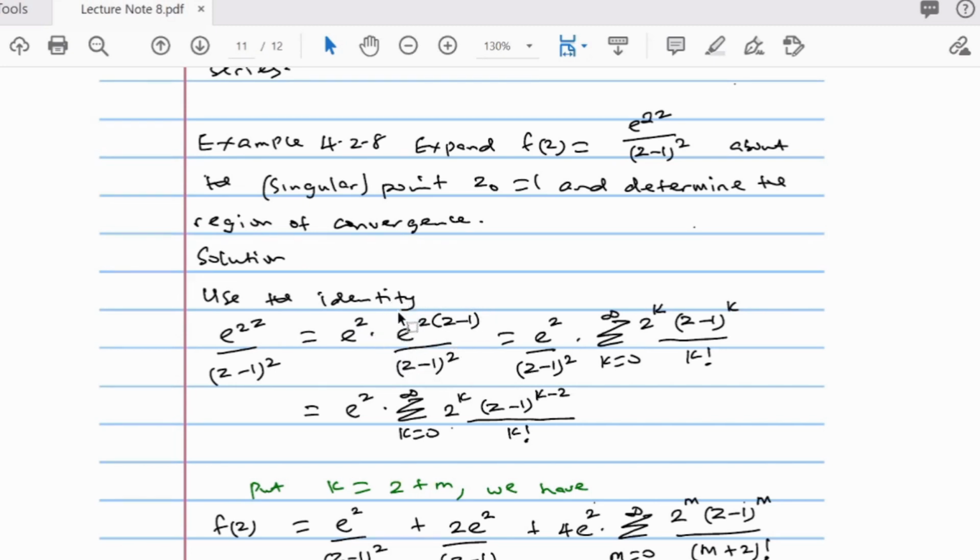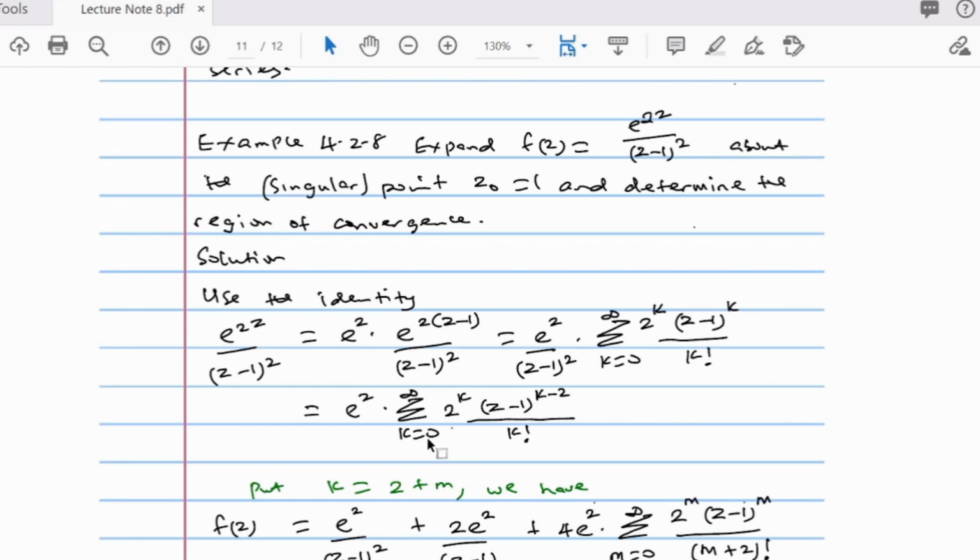The expansion of this is just putting 2 into (z minus 1) in place of z in the expansion of e to the power z. Then you get this. e to the power 2 is a constant, take it out. Then when you multiply, you have this power k minus 2. Now this is not yet the Laurent expansion, because look at it: if your k is equal to 0, you get minus 2, which is a negative power of z minus 1. Your z naught is 1.